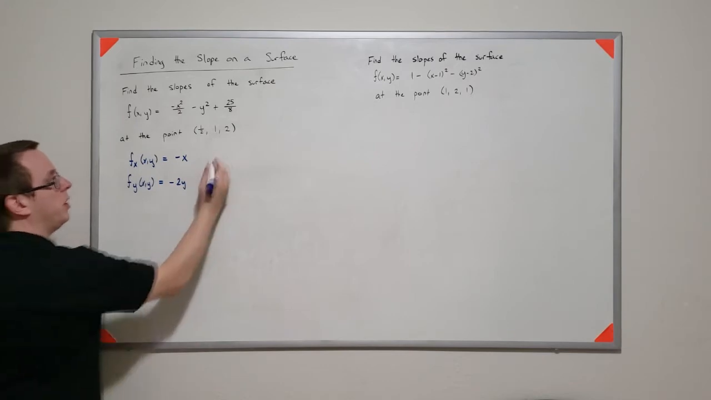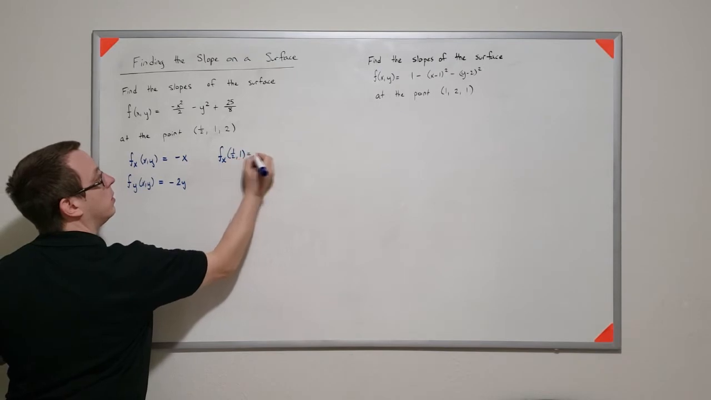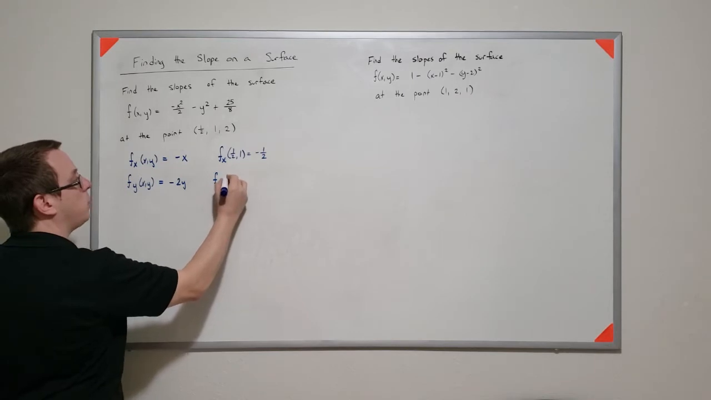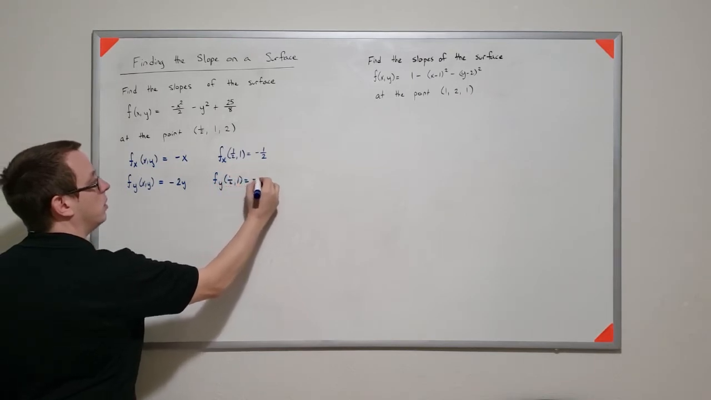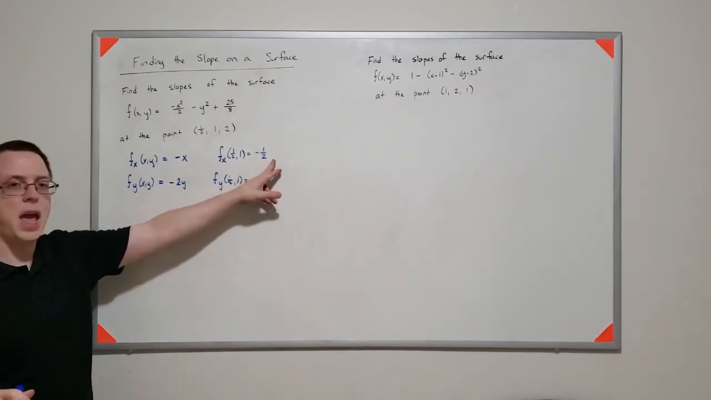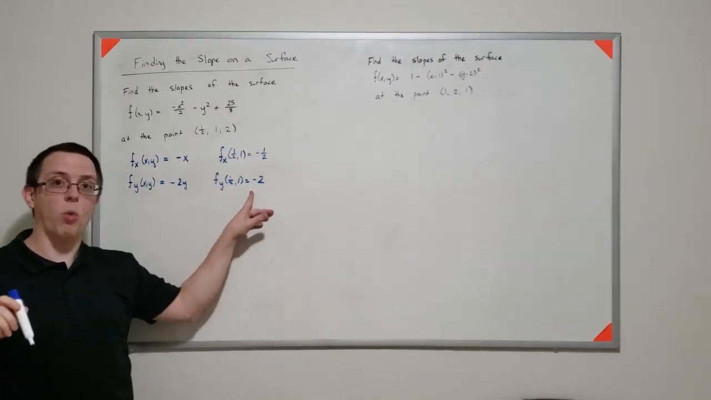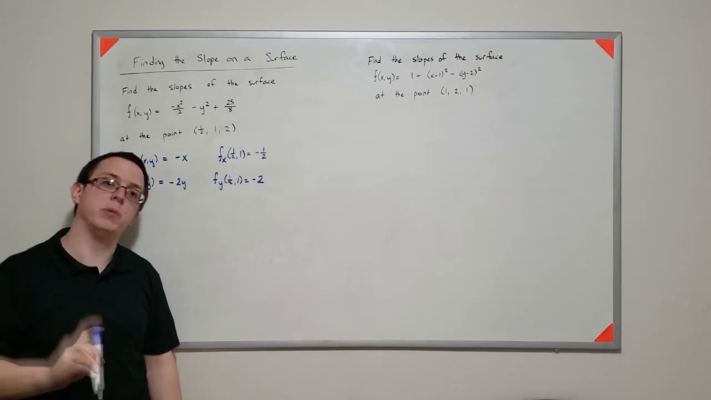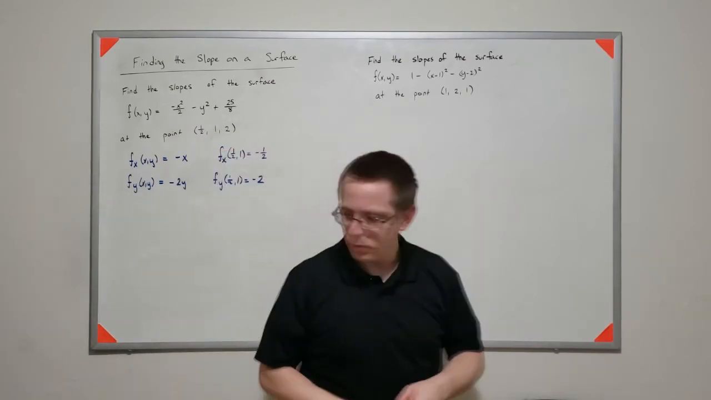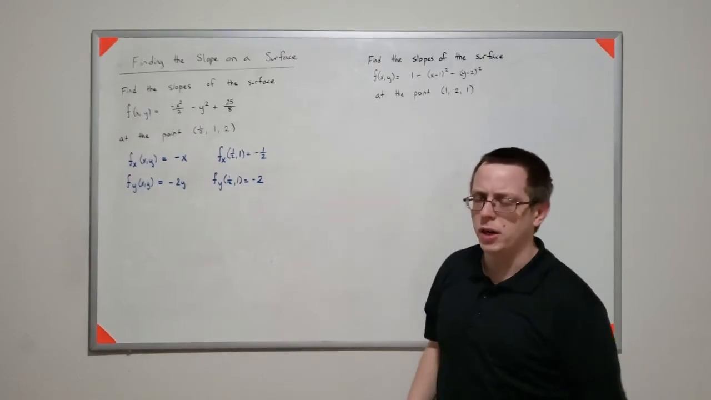So then if I want to find the partial at this point, I get negative 1/2, and the partial at this point is negative 2. So then those tell me that if I'm moving only in the x direction, I'm sliding downward. And if I'm moving only in the y direction, I am sliding downward as well, but I'm actually sliding more quickly. So that's how we get these derivatives. Let's do something a little more complicated, but not terribly complicated.